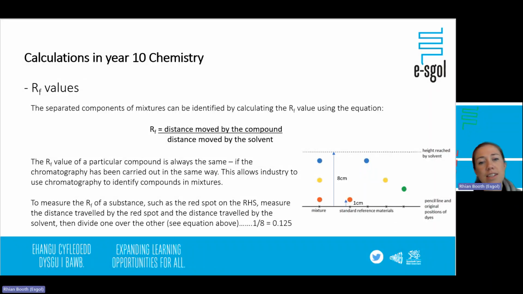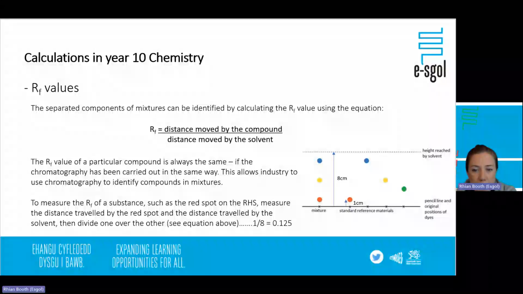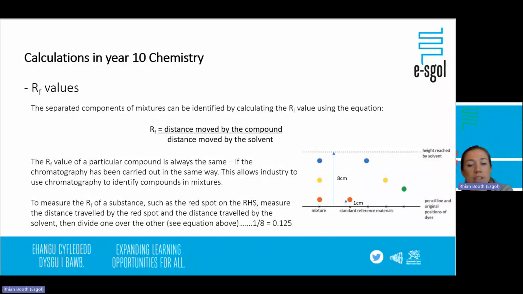But in an assessment, you may already have those figures given to you, such as 1 centimetre or 8 centimetres. If there are no numbers, then you will need to use a ruler and measure the distance of that spot yourself. So the red spot has travelled 1 centimetre, but the solvent has travelled 8 centimetres. So the RF value would be 1 divided by 8, and that gives you a value of 0.125. 0.125 is the RF value for the red spot.